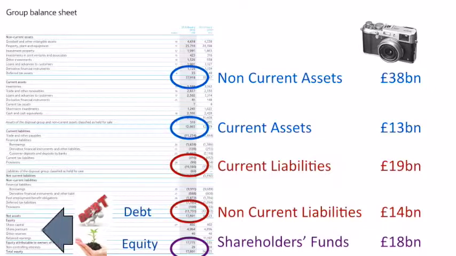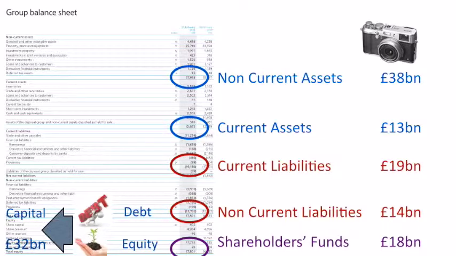Now, debt plus equity makes the total capital employed in the business. At an overall level, the non-current liabilities, that is the debt of Tesco, is 14 billion and the equity is 18 billion. 14 plus 18 makes total capital employed of 32 billion. So Tesco has 32 billion pounds of capital employed, and the balance sheet shows us the source of this funding.